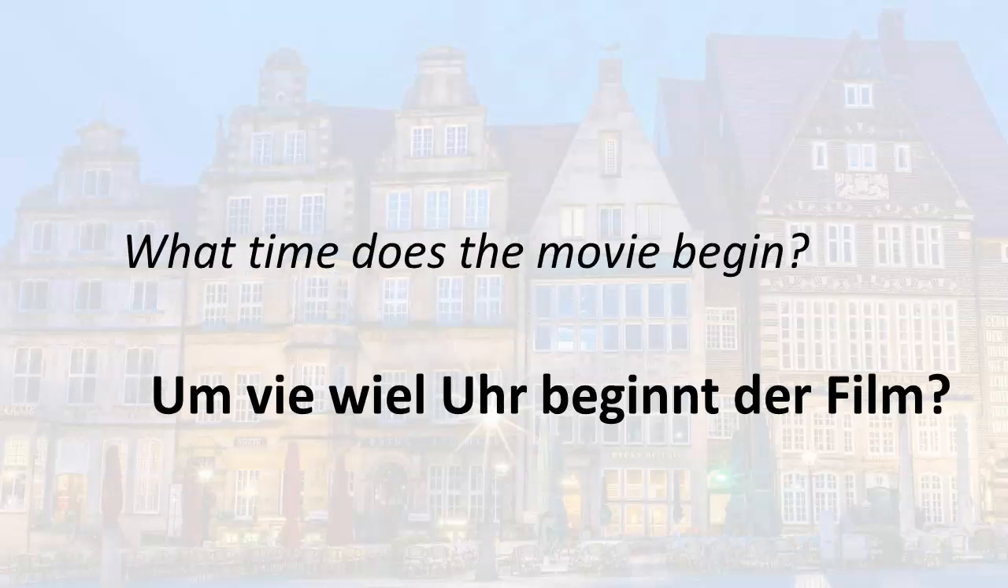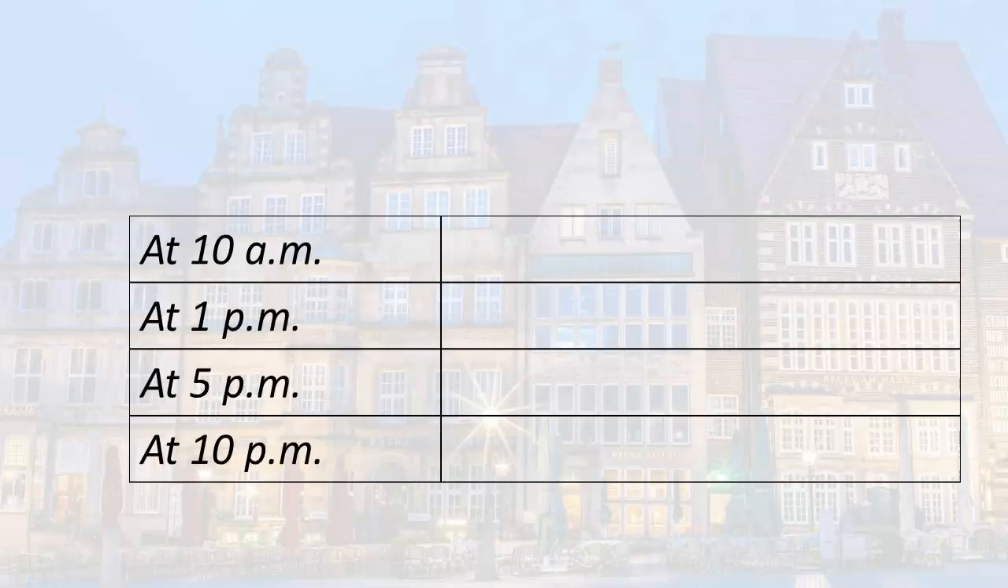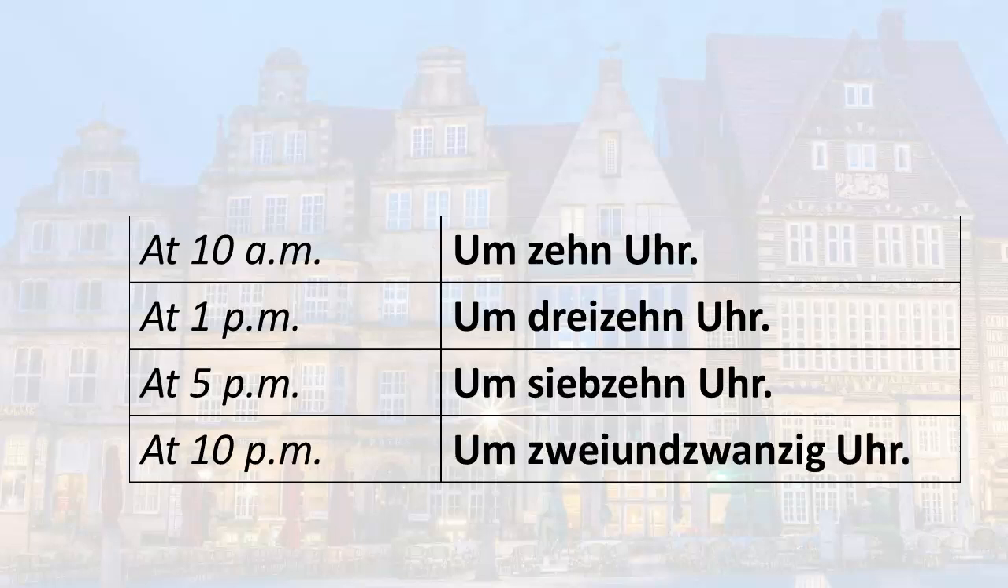If you want to ask a question such as what time does the movie begin, in German this would be wie viel Uhr beginnt der Film? To answer, if you want to express the idea of at a particular time, we use the word um. So if I want to say at 10 a.m., I would say um 10 Uhr. At 1 p.m., remember using the 24-hour clock, so 1 p.m. would be 13, um 13 Uhr. At 5 p.m., um 17 Uhr. At 10 p.m., um 22 Uhr.